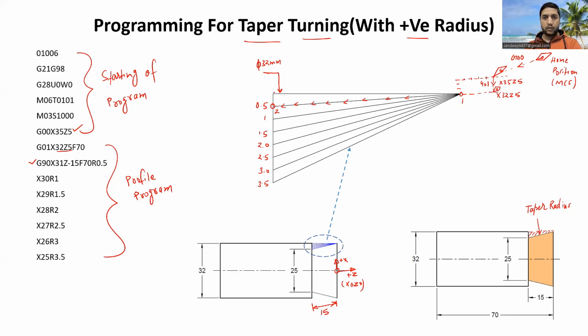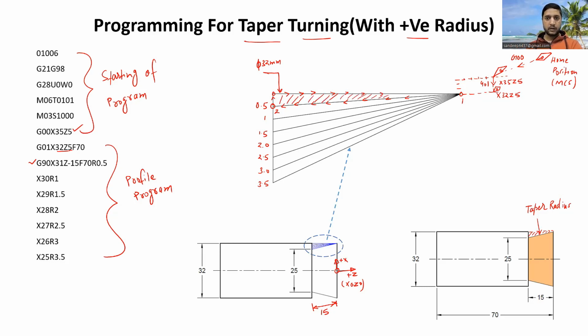And after that it will go here, then it will come back, let us say at this point. So it will remove this much material from the workpiece.